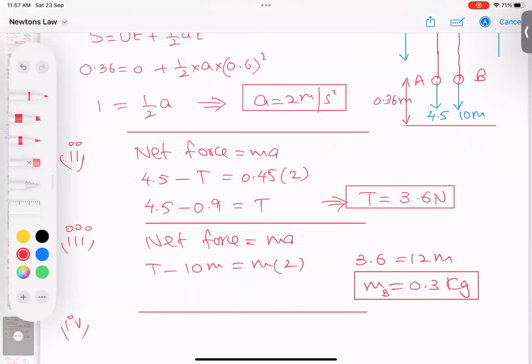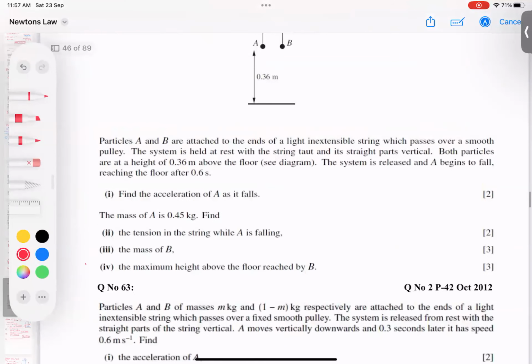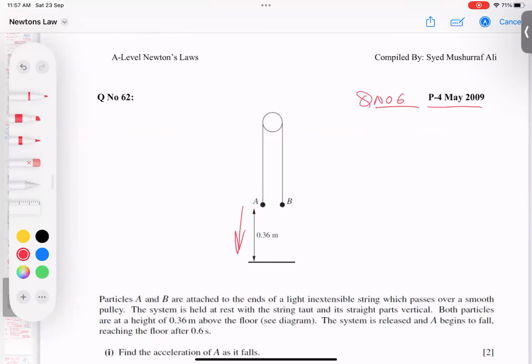Let's go towards the fourth part. The fourth part is asking for the maximum height above the floor reached by B. Actually A is falling downwards and B is going upwards. First of all, B will go upward 0.36, naturally clear, the same distance, because for your knowledge they take the same time to travel. The speed is the same, time remains the same, and distance remains the same, because they are connected.